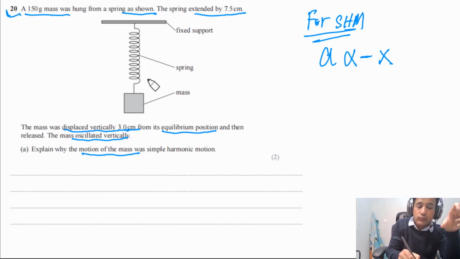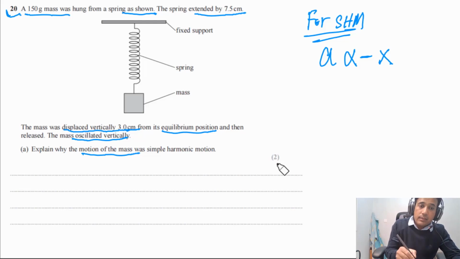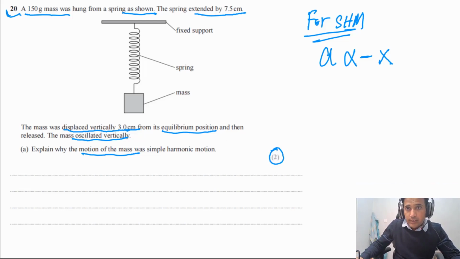And this is true for this system as well. So that's the reason the motion of this one is simple harmonic motion. So these points you have to write down in the answer. And this question has 2 marks, so 2 points you can write down. The first point you can say force is directly proportional to displacement, as force is depending on displacement. Force and displacement are in opposite directions.